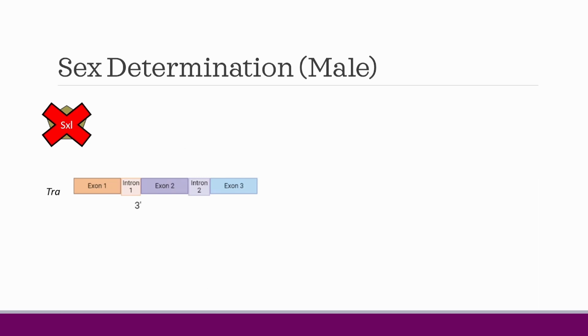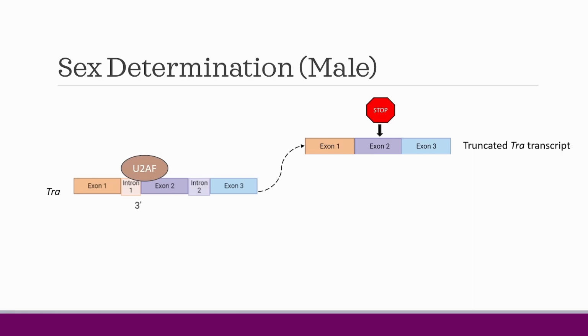In the absence of functional SXL protein, TRA transcripts undergo male-specific splicing that leads to a longer version of exon 2 with the premature stop codon being included. Splicing factor U2AF binds to the 3' end of the TRA intron in males, encouraging splicing at the proximal site of the second exon and leading to the non-functional TRA protein being made.